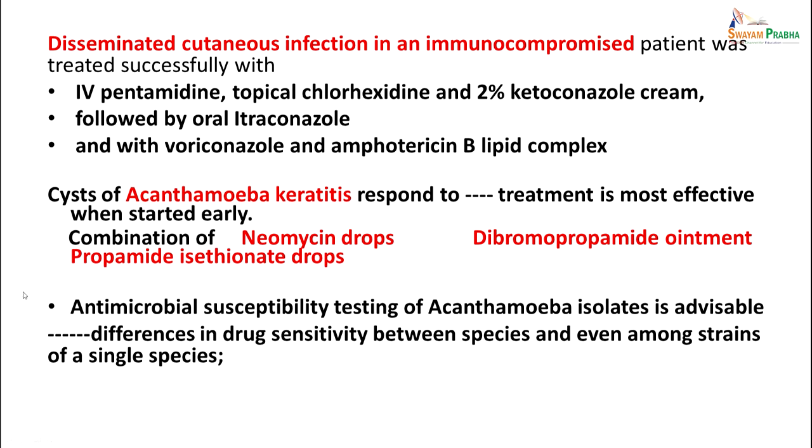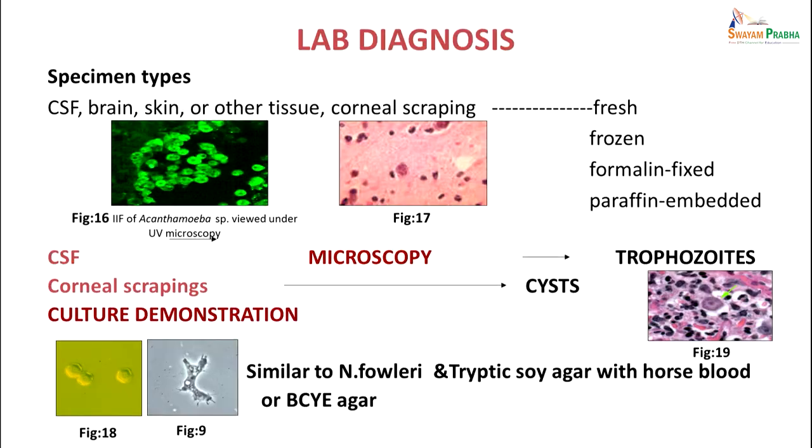Antimicrobial susceptibility testing of Acanthamoeba isolates is advisable. Differences in drug sensitivity between different species can occur, so it is important to know the antimicrobial susceptibility. Also, it can be different in strains of a single species. So, this will help in treatment.